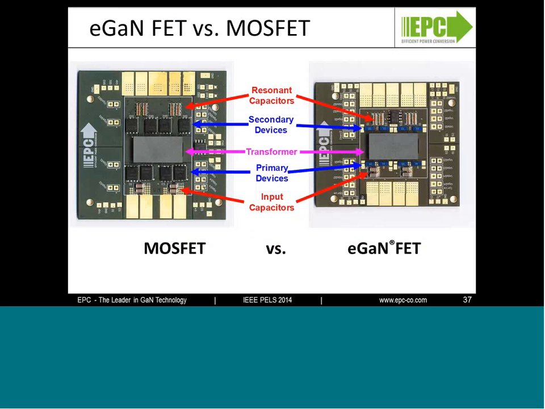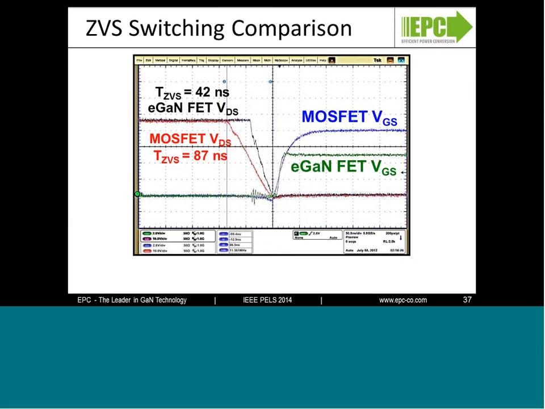And what we can see is we have lower output charge and lower gate charge. The lower output charge is going to allow us to achieve our zero voltage switching transition in a much shorter duration of time. Compared to the MOSFET, which took around 87 nanoseconds to achieve zero voltage switching, the eGaN FET-based design can achieve zero voltage switching in around 42 nanoseconds. So that's going to help minimize your dead time and help reduce your circulating energy.